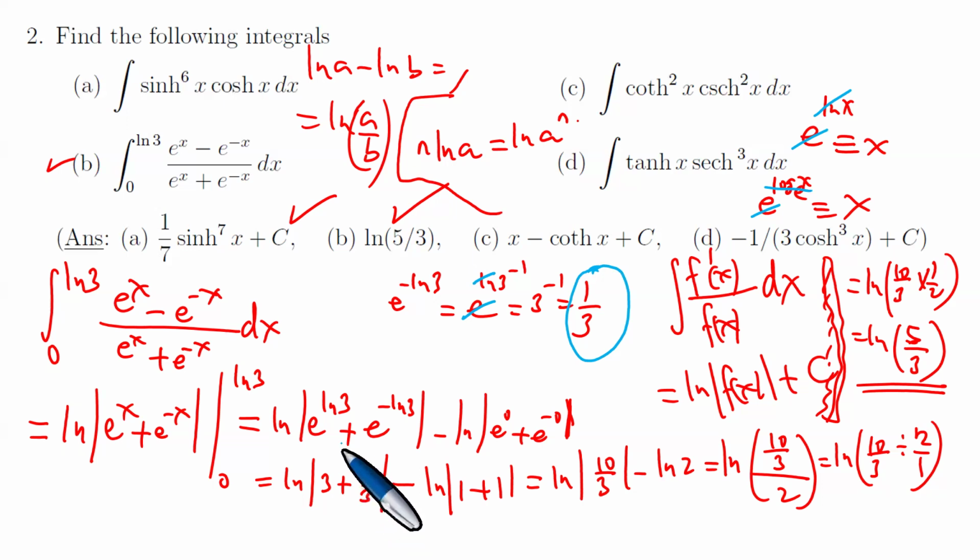Right, and then now e to the ln 3, by the rule e cancels ln, giving us 3. So e to the ln 3 is just 3 all the time. And we're able to simplify it to the ln. So it went all the way here to our final answer. And our final answer is the ln of 5/3. The ln of 5/3. Please give it some thought.